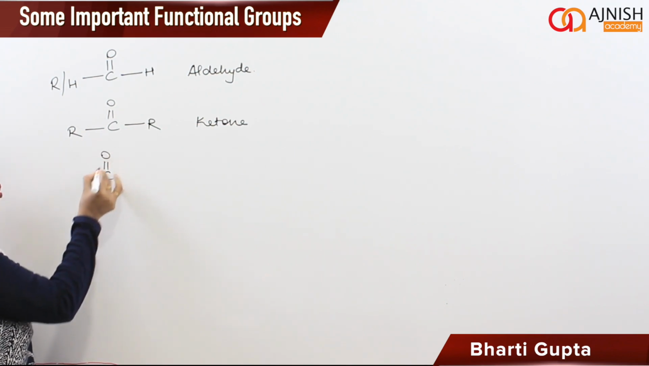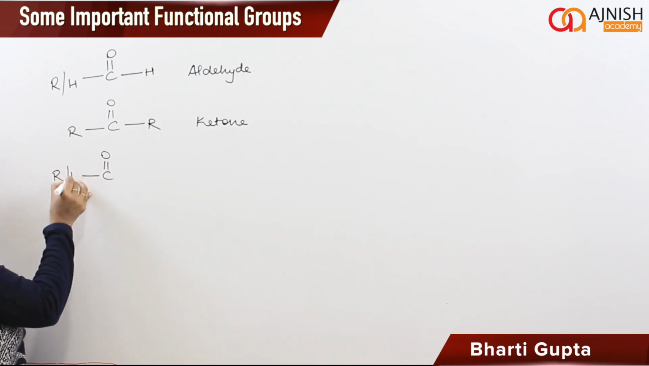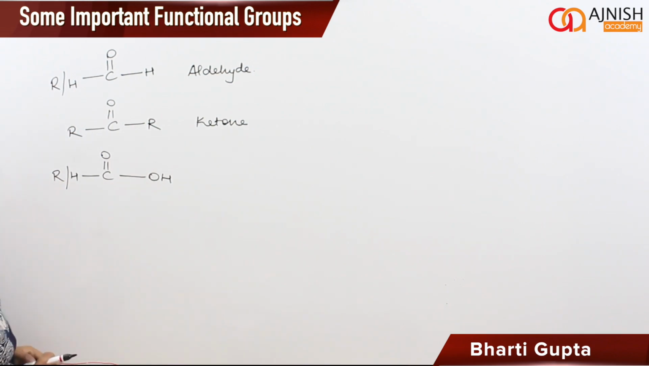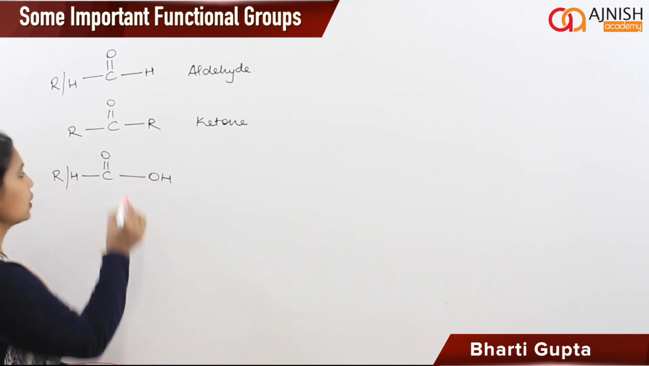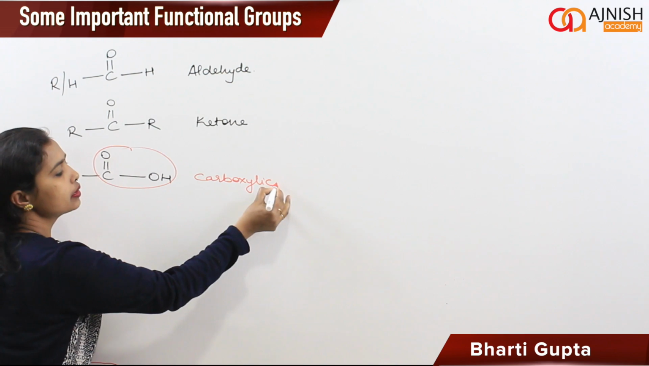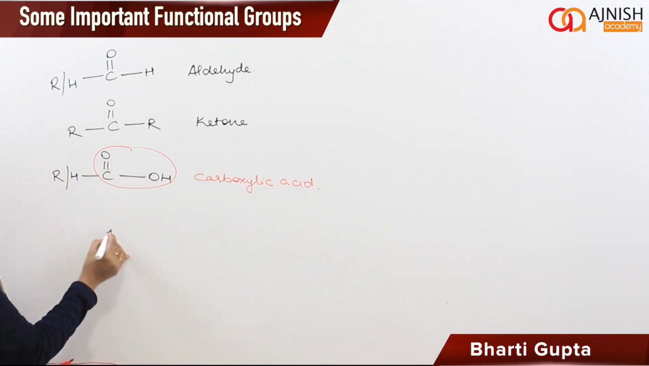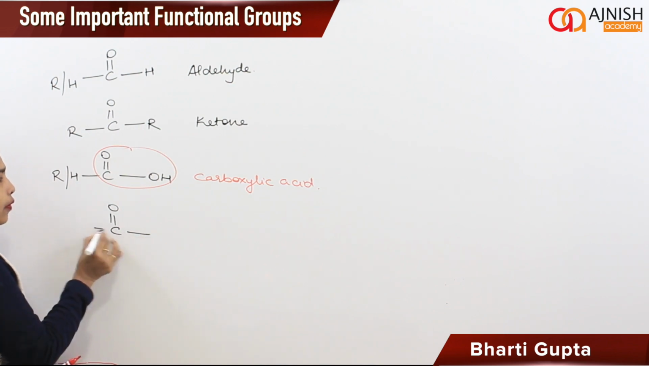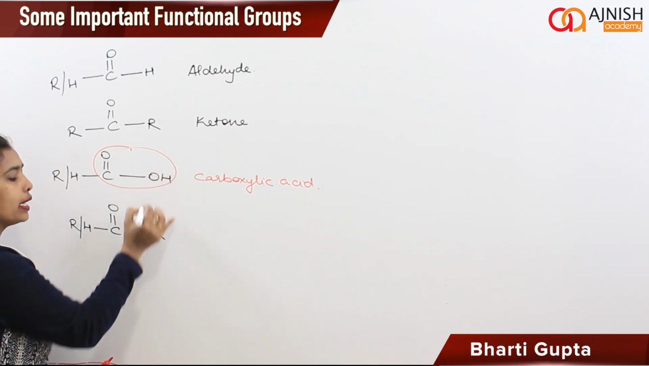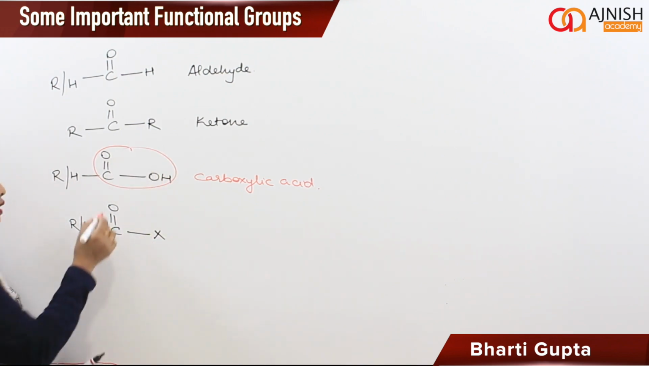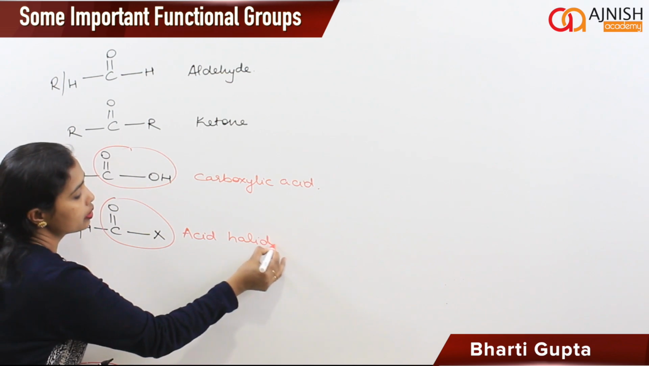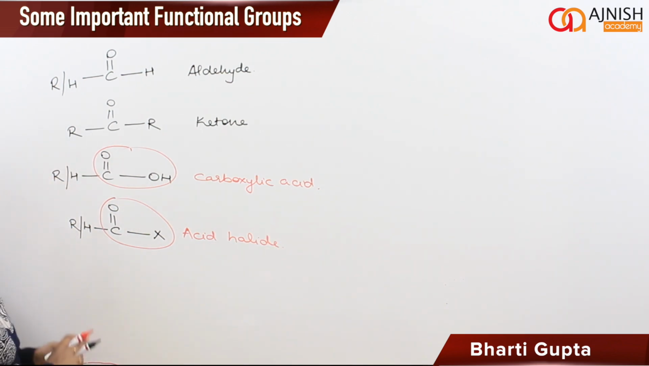To C double bond O, if we have on one side a carbon chain or a hydrogen, and on the other side we have an OH group, COOH, then this functional group is called carboxylic acid. Again, to C double bond O, if on one side we have a carbon or hydrogen and on the other side a halogen, the OH group being replaced by X, then this COX functional group is called acid halide.